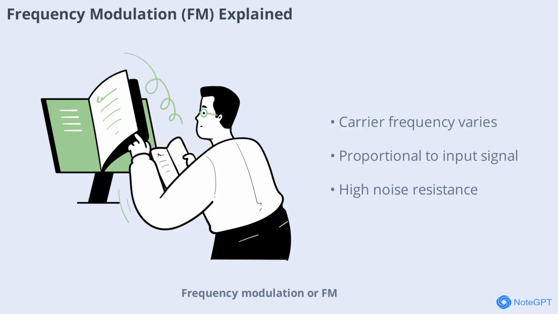Frequency modulation, or FM, is a form of angle modulation where the frequency of the carrier wave is varied in proportion to the amplitude of the input signal. This means that as the message signal changes, the frequency of the carrier shifts accordingly.